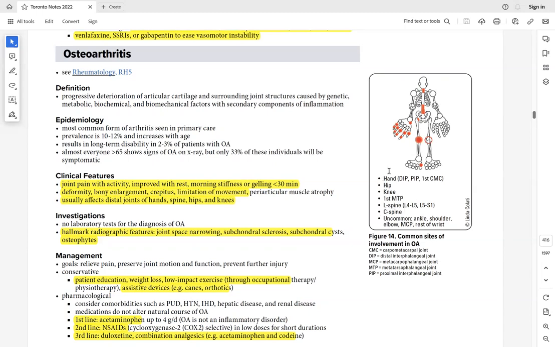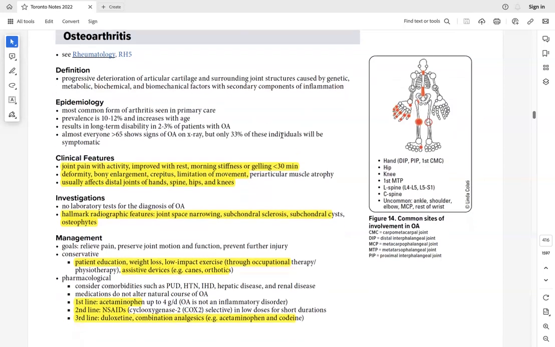You should know these, especially the joints in the hands, because on the basis of this we can differentiate osteoarthritis from rheumatoid arthritis. In osteoarthritis, the distal interphalangeal joints are involved, and in rheumatoid, the proximal ones are more involved. Similarly, when the cervical spine is involved, the atlantoaxial joint is more involved in rheumatoid arthritis and can be a complication of that.